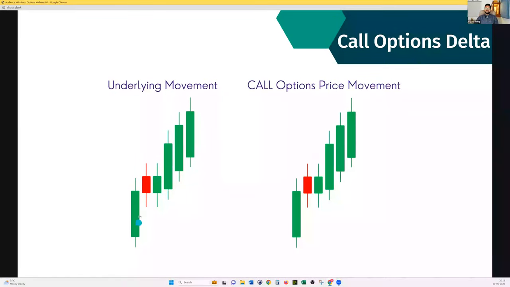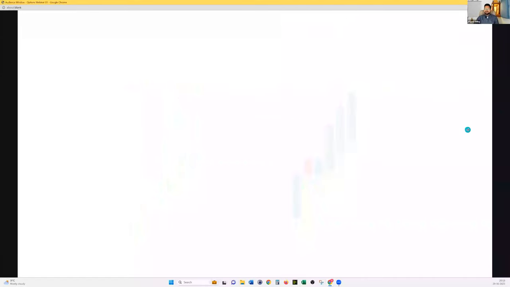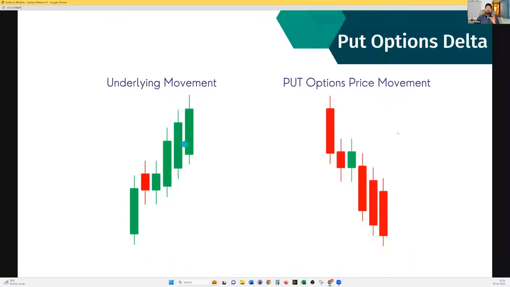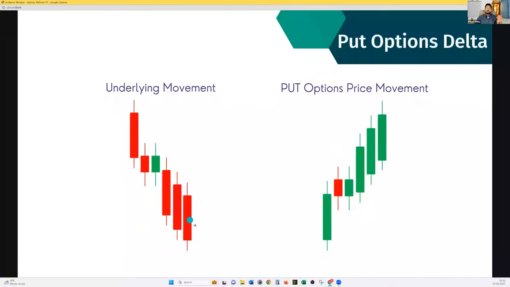So now, you guys know that when the market goes up, call option premium increases. When the market comes down, call option premium decreases. What is the math behind it? You guys are going to understand it. As well, whenever the market goes up, put option premium decreases, and as the market goes down, put option premium increases. What is the logic behind it?